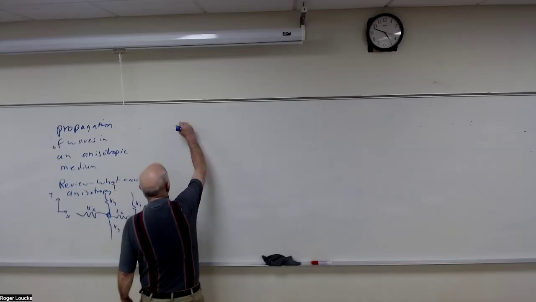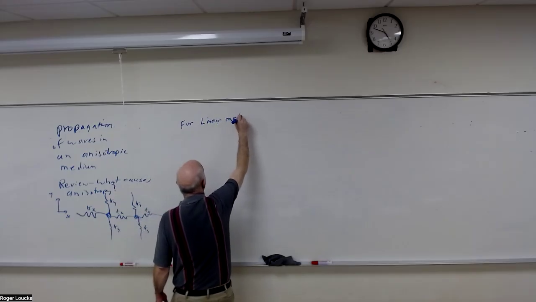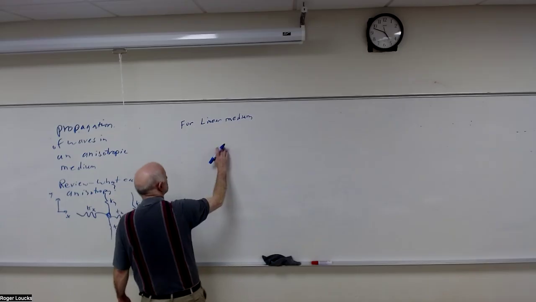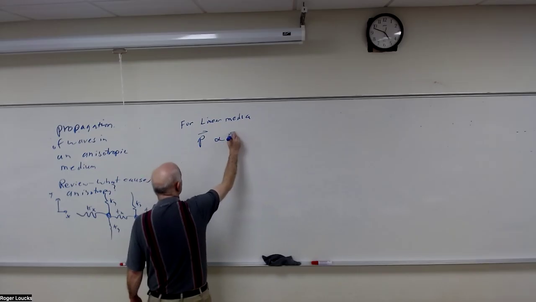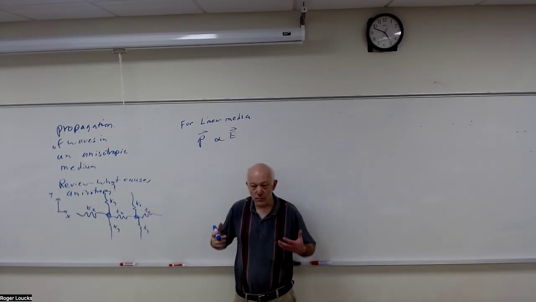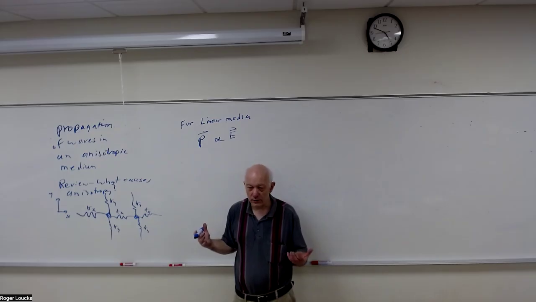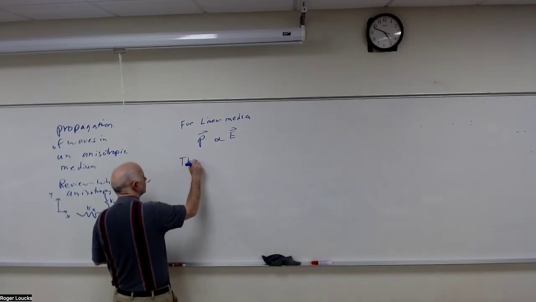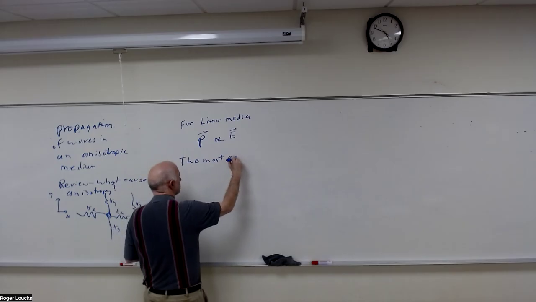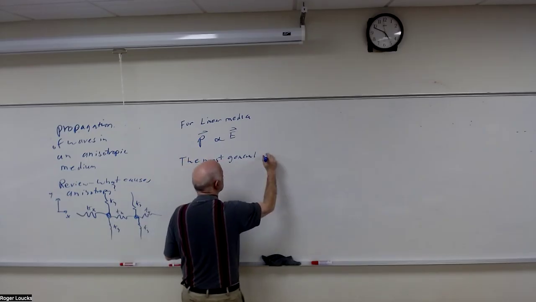We said that for linear media, this P here is proportional to E. What was the proportionality constant? Chi, and then we needed epsilon naught to get the units, right? We said the most general one is going to be what? The most general linear relation.